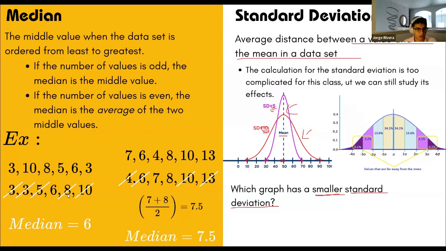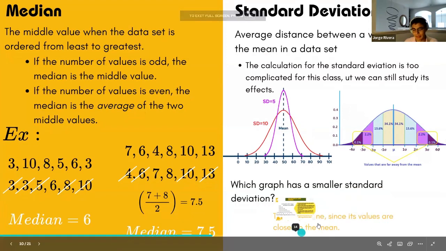All right, let's just go on. The purple one, because its values are closer to the mean. So remember this: if you remember anything from this lesson, please remember that a smaller standard deviation means that the values are closer to the mean.